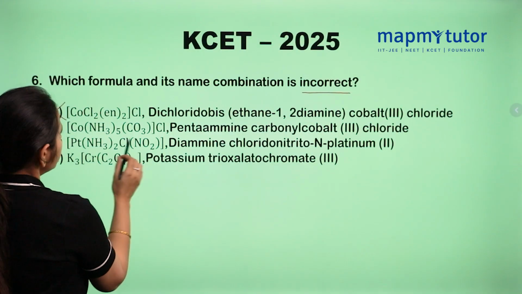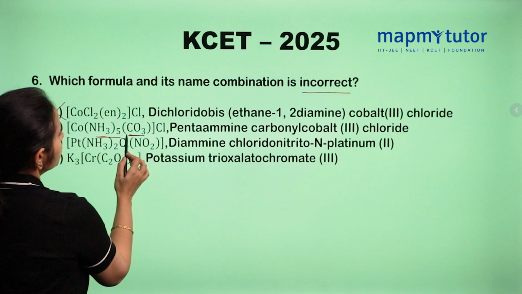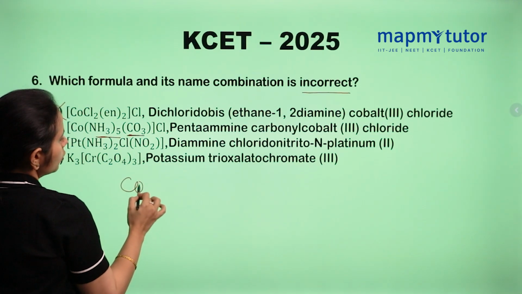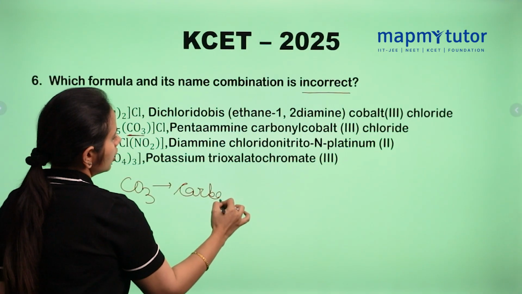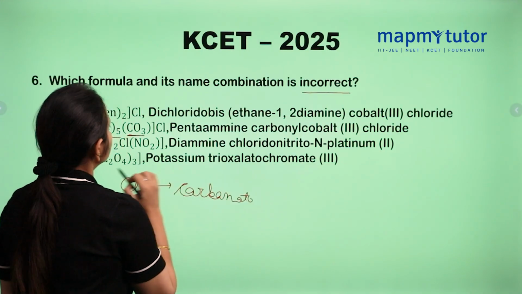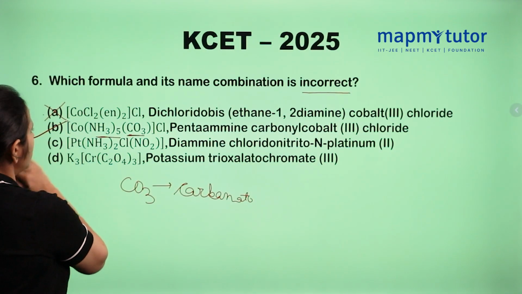[Cu(NH3)5CO3]Cl. Here it is given pentaammine for NH3 and carbonyl for CO3. But this is not carbonyl. CO3 is known as carbonato. So this is wrong, and he is asking about incorrect, so this is our right answer.